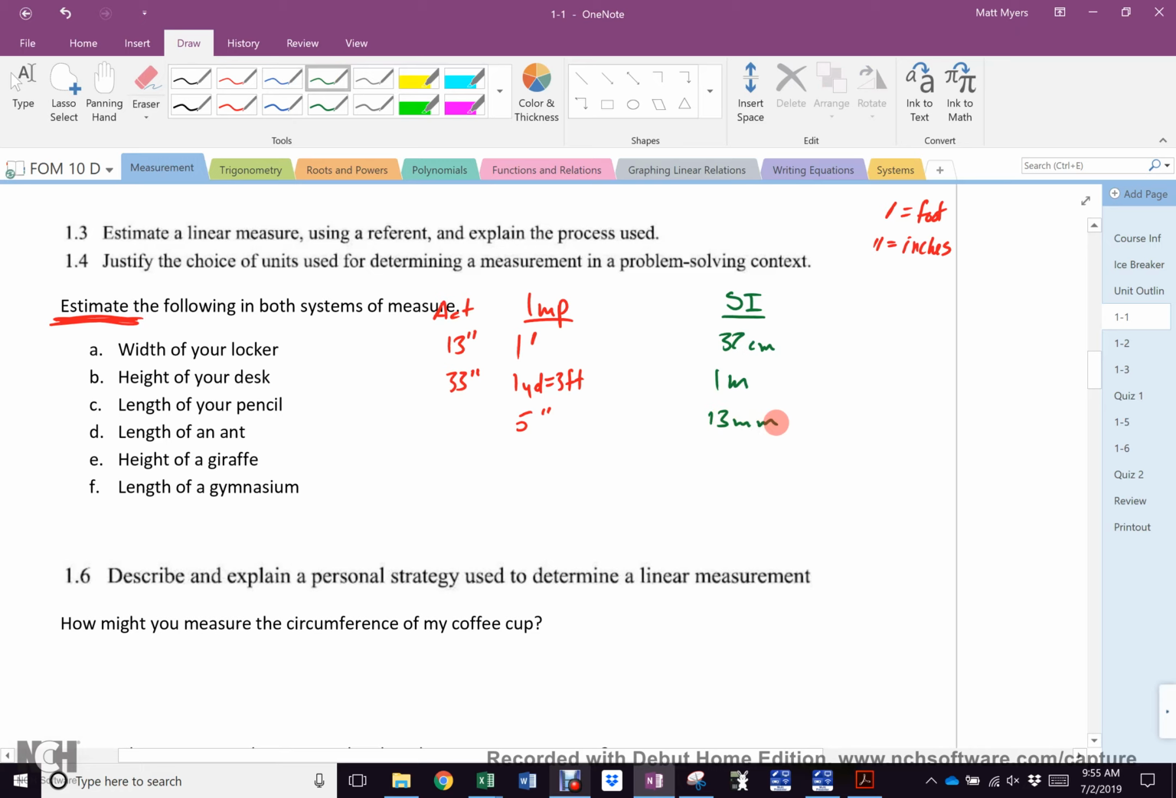How long's an ant? It's a bad question. Why is that a bad question? Madeline. Oh, it should have been centimeters. Thank you. What an idiot I am.